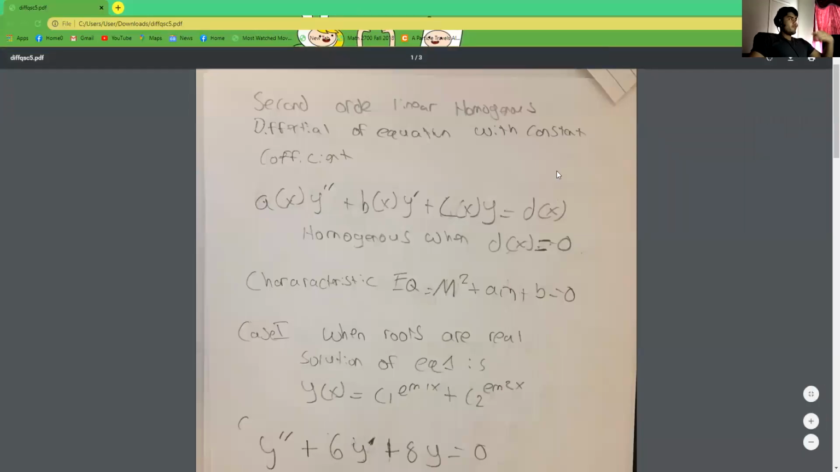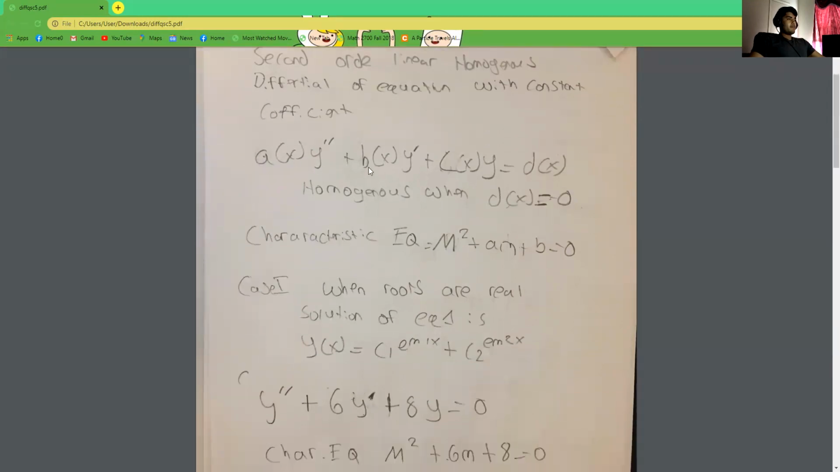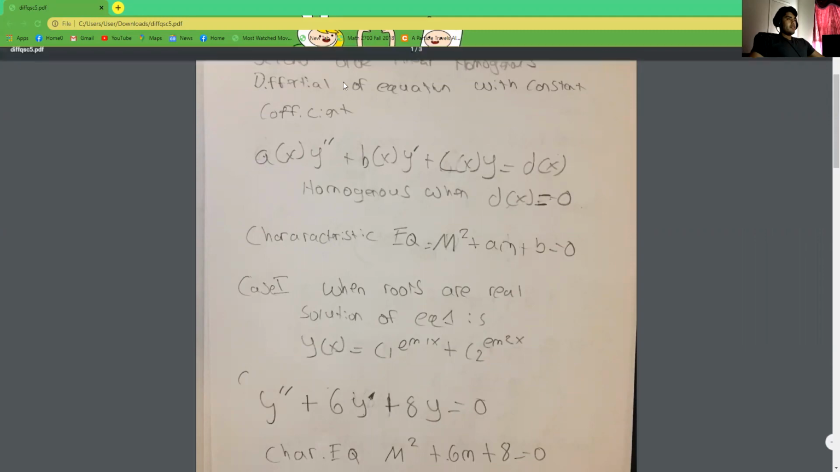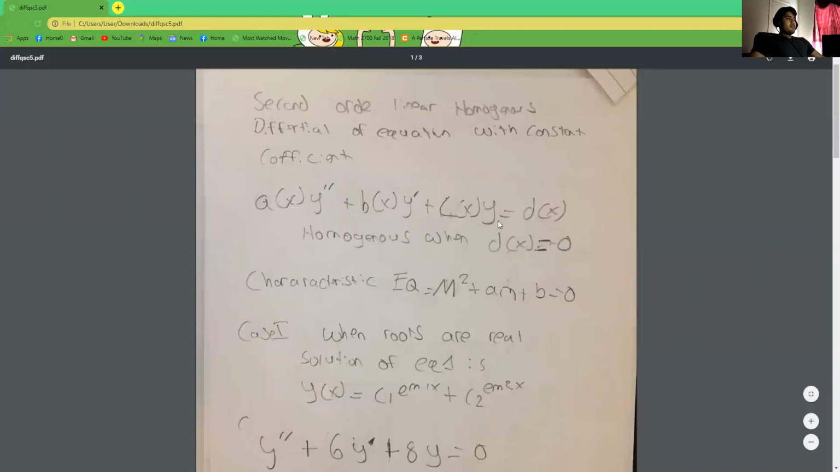Okay, this is my screencast video 3. It was about a second order linear homogeneous differential equation with constant coefficients. So right here, I have the equation. It's second order because of the double prime, and then it goes down to single and to a regular, not even prime. It's homogeneous because it is equal to 0, and it's constant coefficient because of all these letters in front of it.